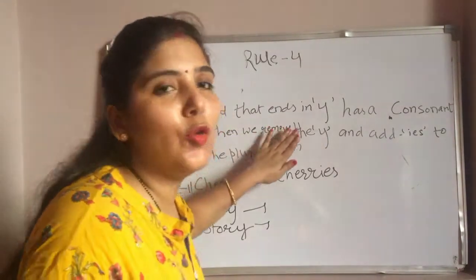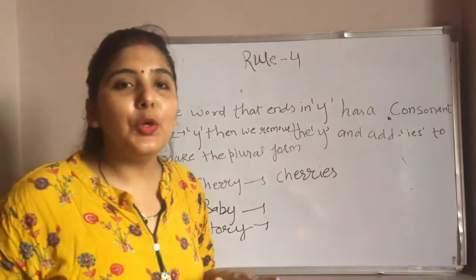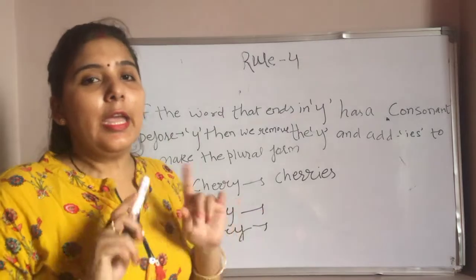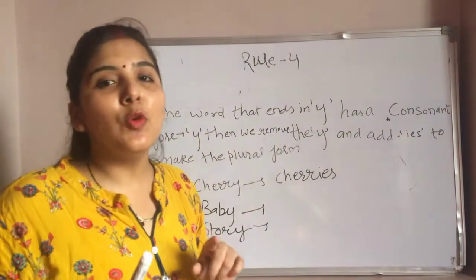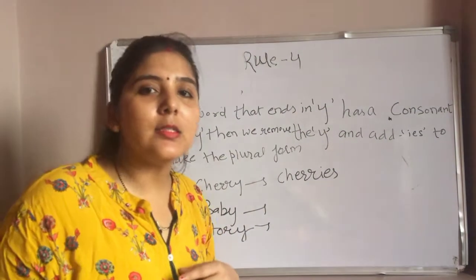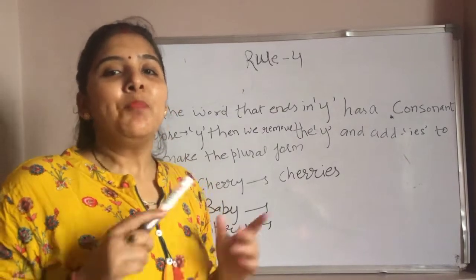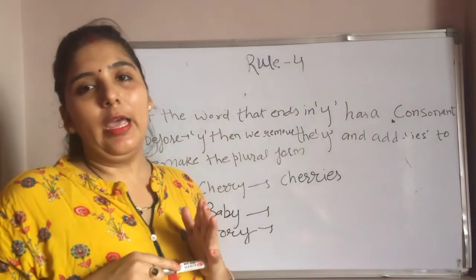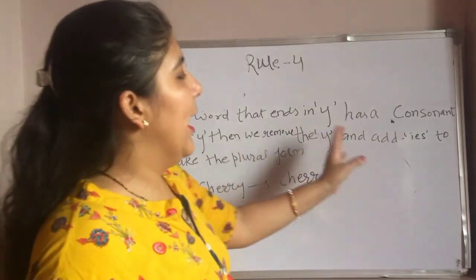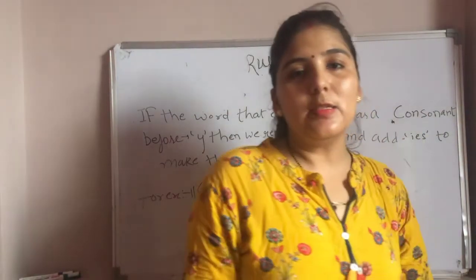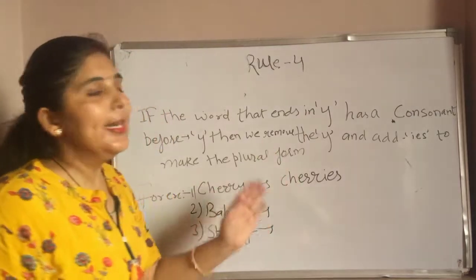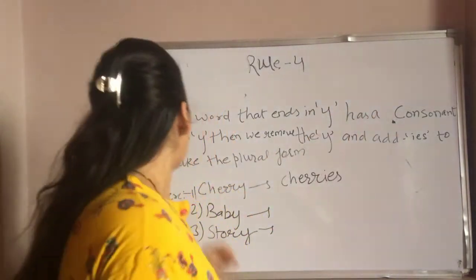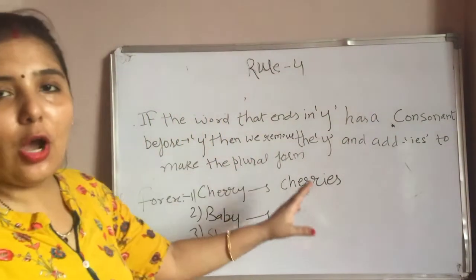But in rule 4, has a consonant before y, then we remove the y. What do we do? We remove the y. In rule 3 we don't remove the y. We add s after the y. But in rule 4 we remove the y and add ies. What do we add? We add ies to make the plural form.